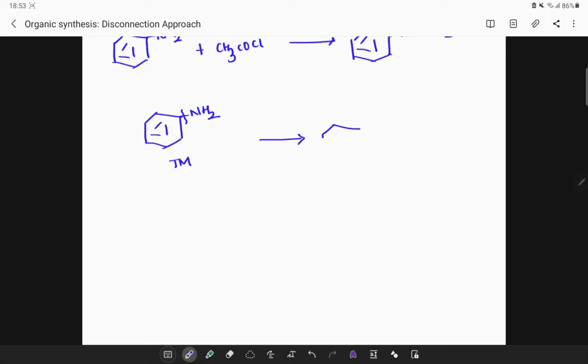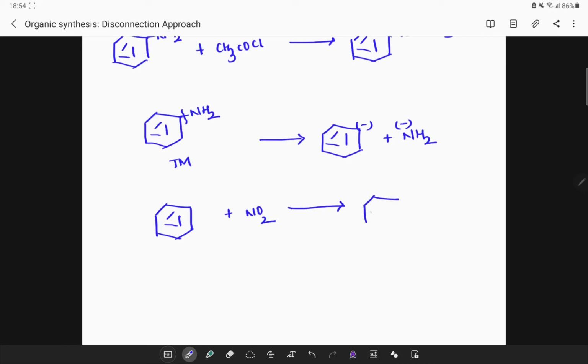Then I will be getting a benzene system plus NH2. NH2 cannot carry a positive charge, it has to be negatively charged. Benzene is also a negatively charged system. So in this direct way I could not do it. So how I can do it indirectly is, I will break down the molecule in such a way that it is benzene plus nitro group introduction.